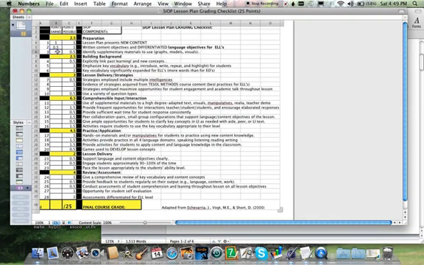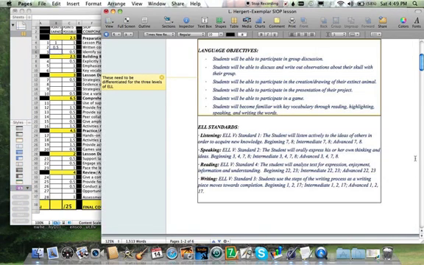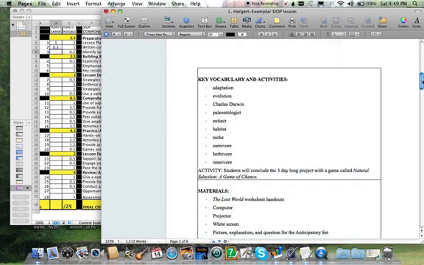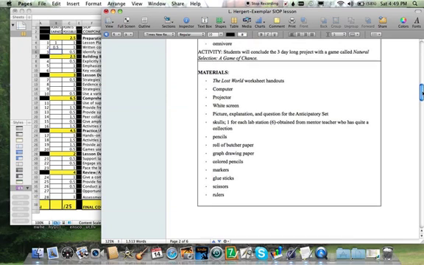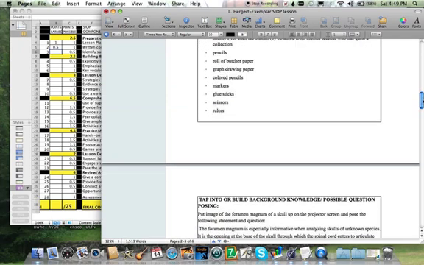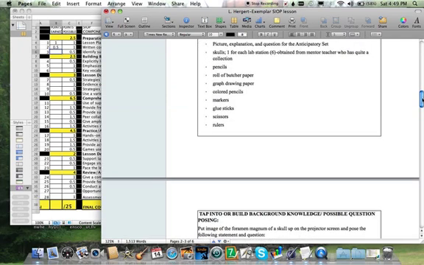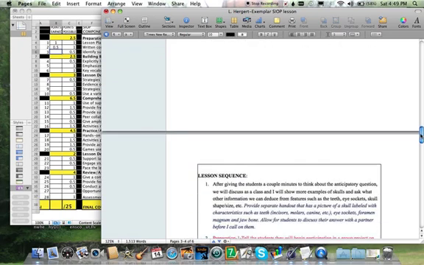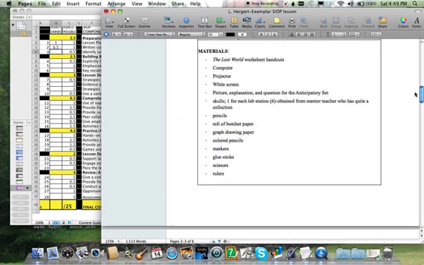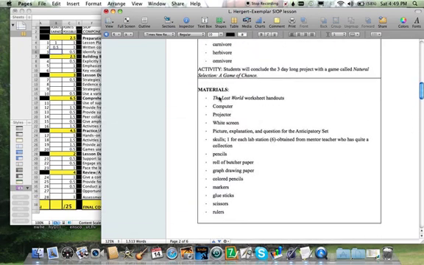Let's check here. Identify supplementary materials to use. Now I'm on preparation 3. So I'm going to go here and see whether or not the materials are identified. See key vocabulary. Computer projector, white screen picture. Yes, I see images of the skull. Yes, I see that she has, yep, skulls. She has some very good materials here, supplemental materials.